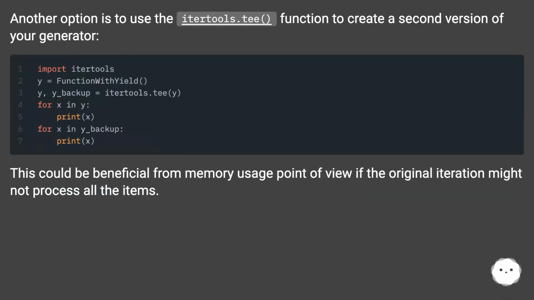Another option is to use the itertools.tee function to create a second version of your generator. This could be beneficial from a memory usage point of view if the original iteration might not process all the items.